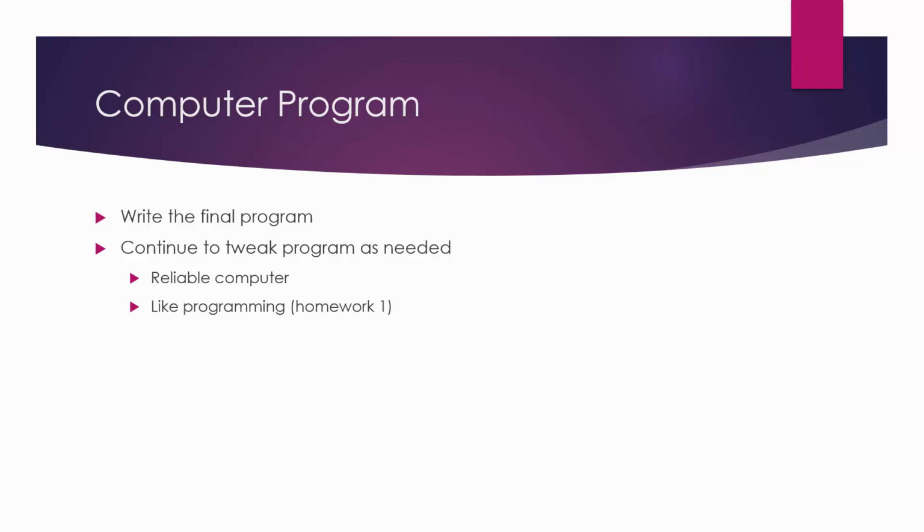We'll then get in class and we'll figure out who really likes doing that type of stuff, and then you will become the computer programmer. Okay, and you guys will figure that out amongst yourselves. Now the job of the computer programmer is to write the final computer program that makes the robot do what it's supposed to do. You will continue to tweak the program as needed.